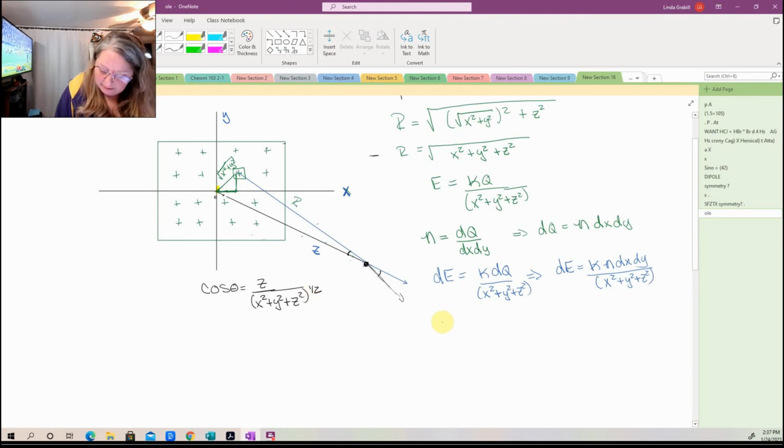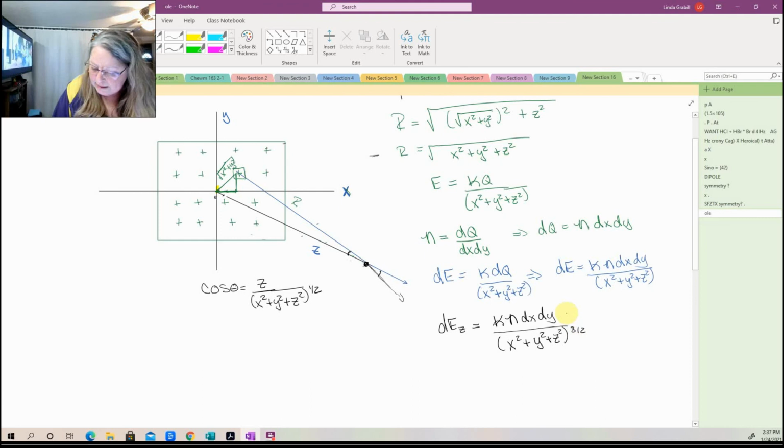Okay, now we've done enough of these. I'm going to skip the step of rewriting the to the 1/2 because I'm going to have 1/2 times my x squared plus my y squared plus my z squared to the 1. And so that's going to give me my dEz equals k eta dx dy over x squared plus y squared plus z squared to the 3/2, and then times my z. So this gives me everything in a z hat direction.